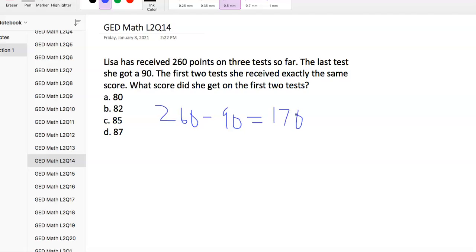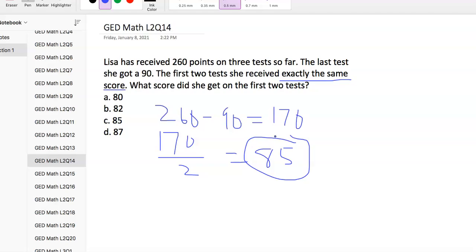260 minus 90 is 170. So we know that on the first 2 tests, she got a 170, right? Because we just took her total minus the most previous test. Okay, so 170, and it says she received exactly the same score. So all you're going to do then is 170 divided by 2 equals 85. Okay, so she got an 85 on the first 2 tests to total 170 points. Then she got a 90 on the last test, and then 170 plus 90 got her to 260. So it works out.